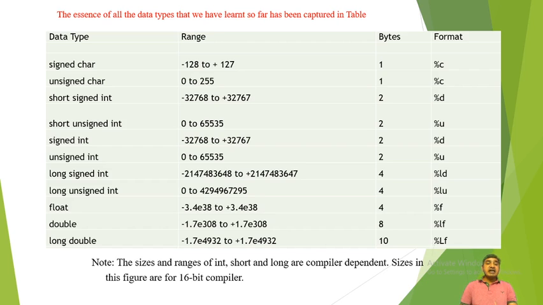Note that the size and range of an integer, short and long, are compiler dependent. Sizes in this figure are for a 16-bit compiler. Okay, we generally discuss it for a 16-bit compiler. Integer, floats, character, all these ranges and sizes are for a 16-bit compiler.